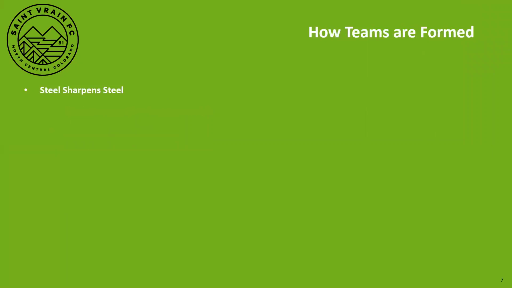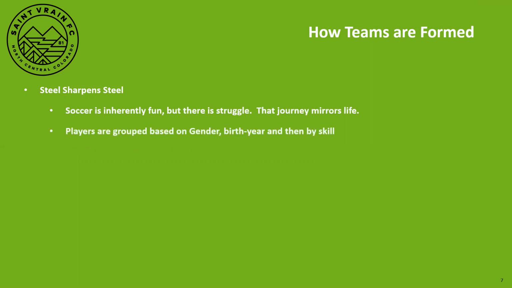But apart from coaching, you also have the large difference of how teams are formed. And we mentioned earlier that steel sharpens steel, and soccer is inherently fun, but there's always a struggle, and that journey mirrors life. So we begin by basing players on gender, birth year, and ultimately by skill. And this would be how you have first teams, second teams, third teams, fourth teams, and so on.